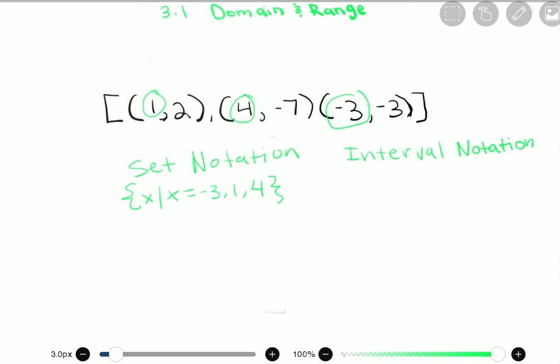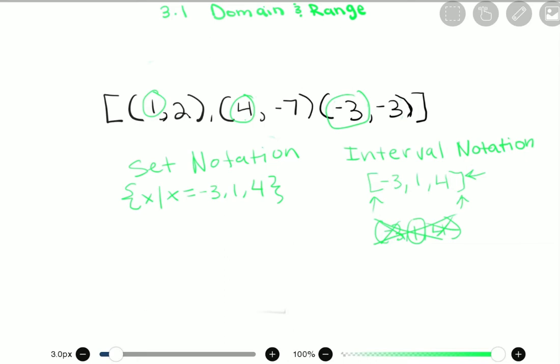That is set notation. So for interval notation, we're just going to do a bracket and then write them out, -3, 1, 4, finish the bracket. We use these brackets because they basically mean that we're including the -3 and 4 in our domain. If we had parentheses -3, 1, 4, that would mean the -3 and 4 are not part of the domain, and the domain would just be 1. That's not true, so that's why we're going to use these brackets.